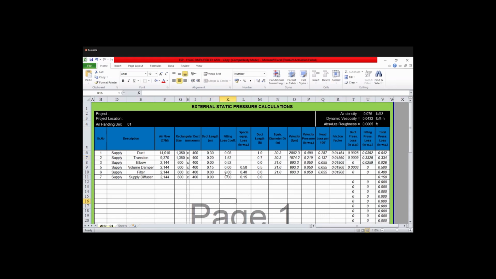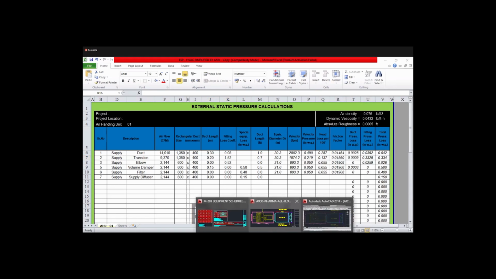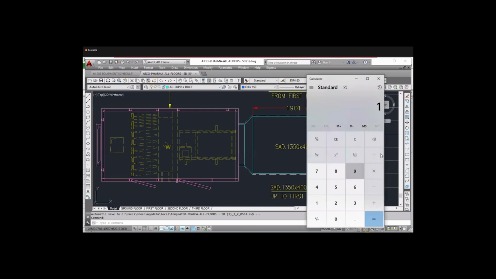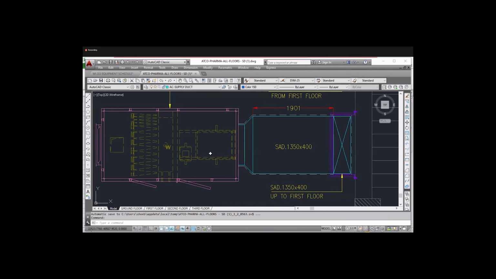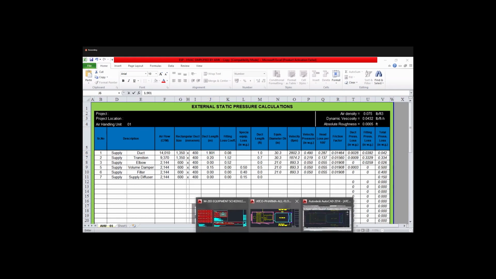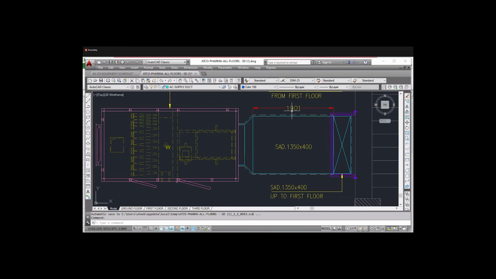Okay. So this is our 1901. So 1901 divided by 1000 is 1.9. So we have to mention here 1.9. It's wrong to say 0.19. This size is 1901, so in meter if we convert it is 1.9. Right. So this is the straight duct length.